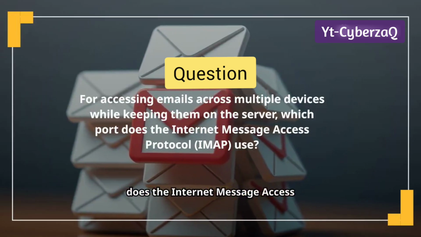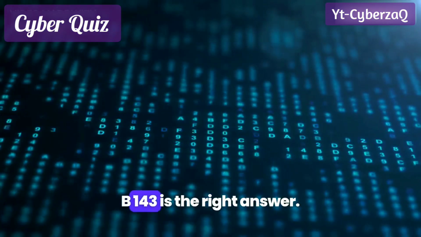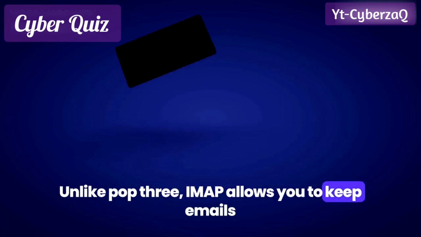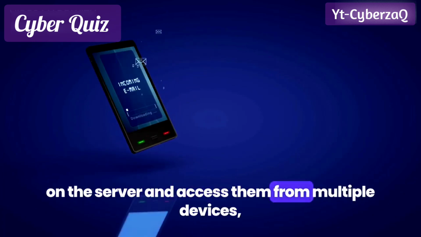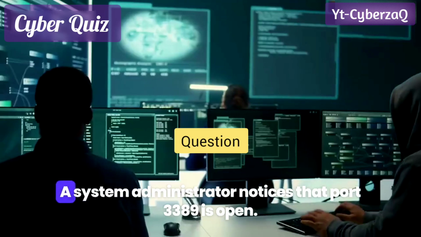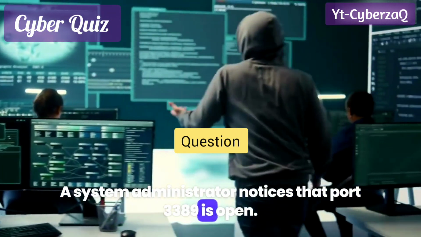Message Access Protocol, IMAP, use? B, 143 is the right answer. Unlike POP3, IMAP allows you to keep emails on the server and access them from multiple devices, making it more flexible for modern users. A system administrator notices that port 3389 is open.